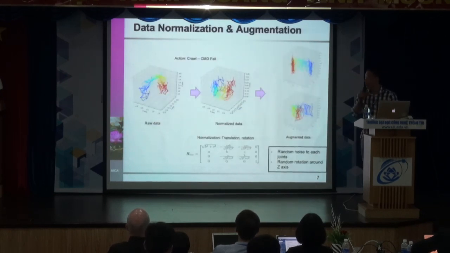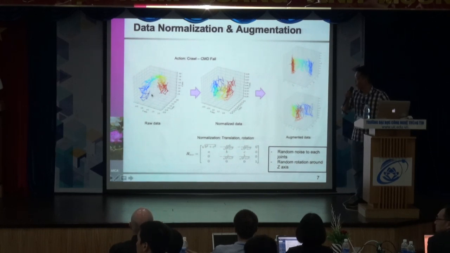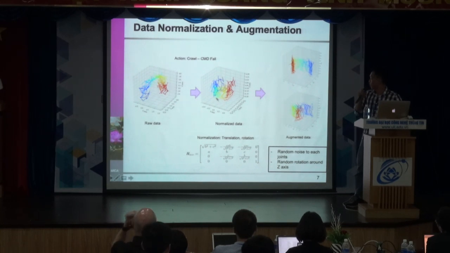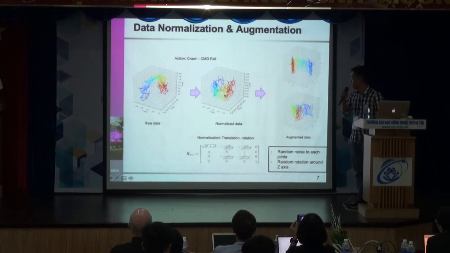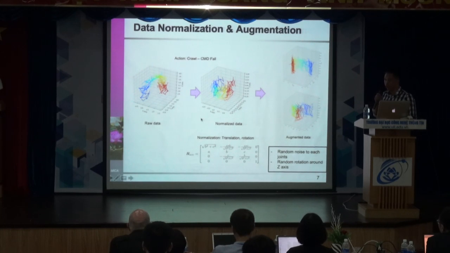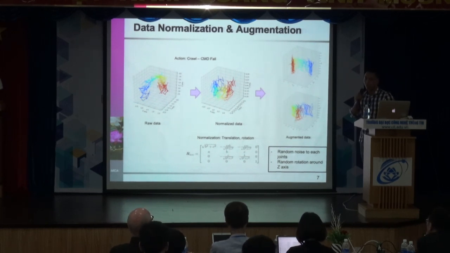So let's first talk about data normalization and augmentation. This figure shows the visualization of the skeleton sequence. The blue one is the beginning of the action, and the red is the end of the action. We first normalize by subtracting the sequence's mean, so that we have data with zero mean, and then we use the accelerometer vector to rotate the data, so that you can see here the normal is aligned to the horizontal axis. We also do some augmentation techniques, like adding random noise to each joint and rotating it around the Z axis, so that we can simulate the effect of camera viewpoint changes in our work.